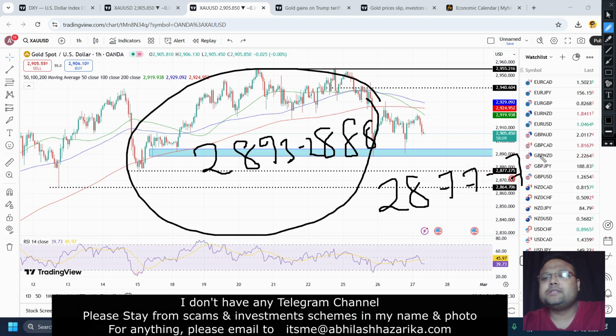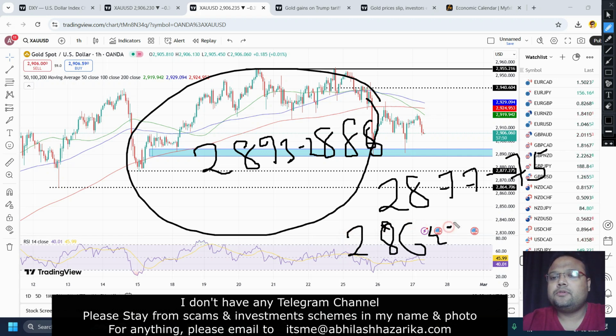2877 to 75, because see, already this area has become very common. Market doesn't like common things. Liquidity has built up, so I think market will go for some stop loss hunting. So our next support is around 2877 to 2875, and then 2864 to 2865.